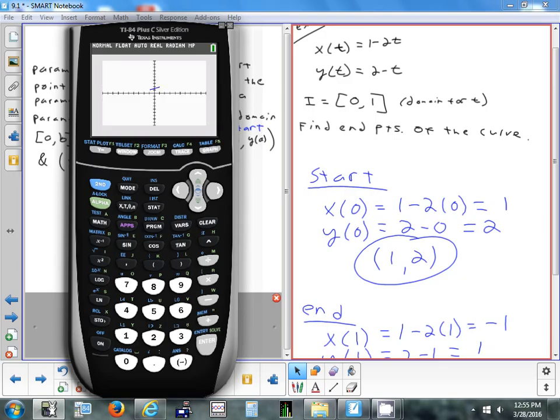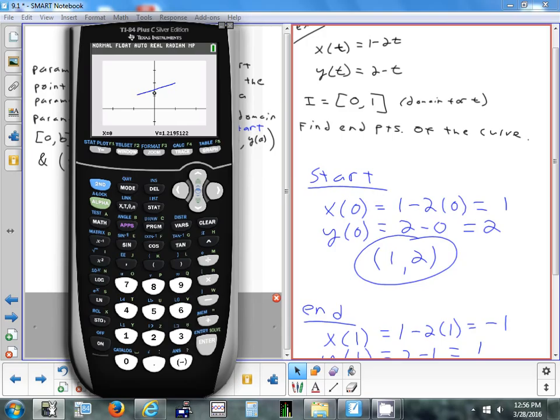So we get a line segment. If you wanted to see it a little bit better, you could zoom in. Let's check our start and end points. It looks like it starts at 1, 2, over 1 up 2, and it ends at negative 1, 1. Something you can't tell is the direction it drew the line in. It went right to left, right? It went from the start point to the end point.